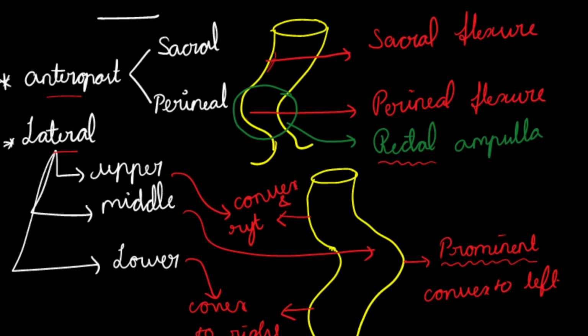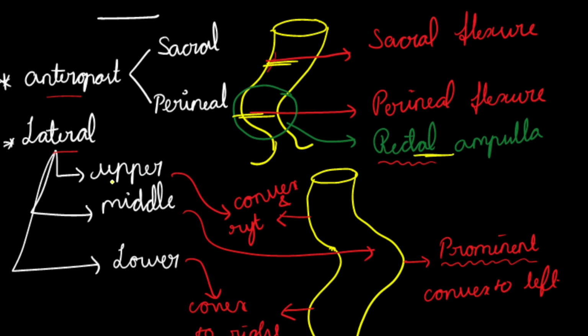Here we have already seen that the rectum extends downwards and backwards, then again downwards, then again downwards and forwards. So in the case of the rectum we have two different curvatures, that is, the anteroposterior curvature and the lateral curvature. In the anteroposterior curvature we have the sacral flexure and the perineal flexure, and this perineal flexure forms the rectal ampulla, which is the dilated part of the rectum.